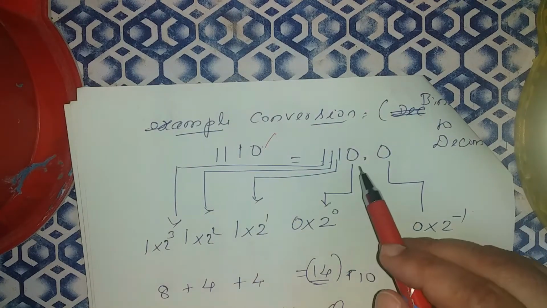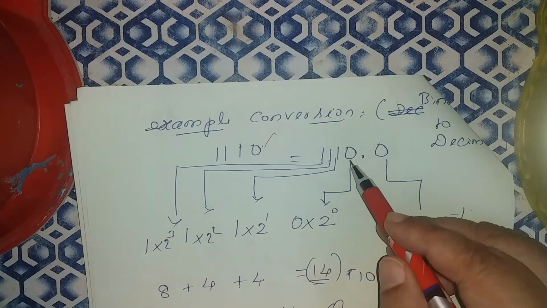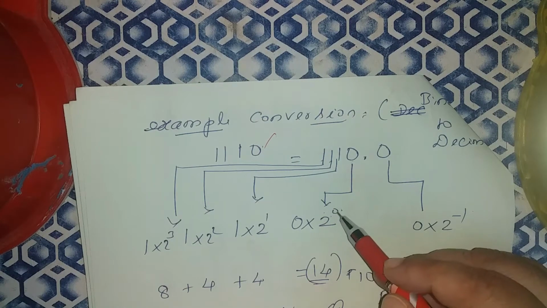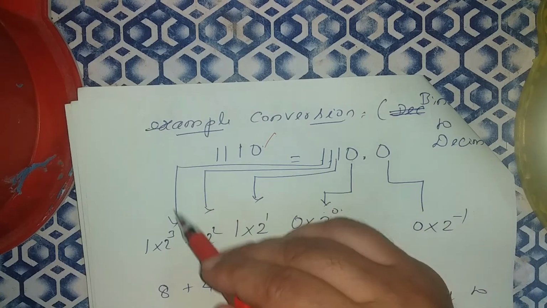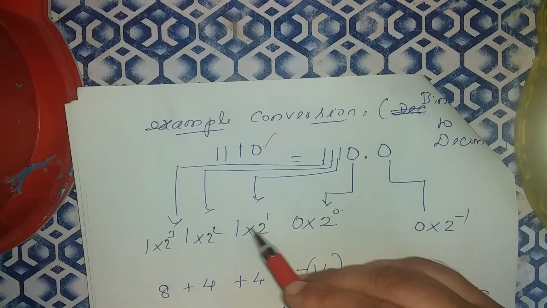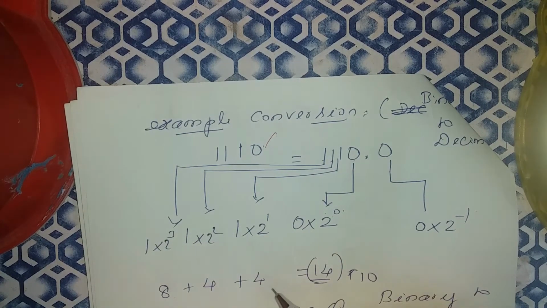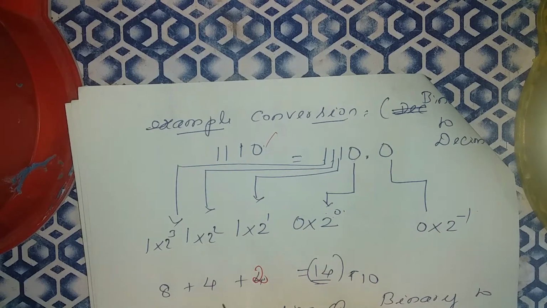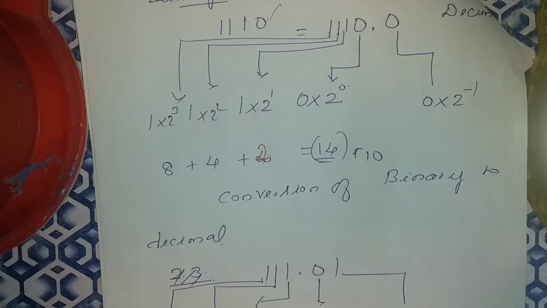So I will write 111 plus 0 point, no problem. This is 0 into 2 power 0, because the conversion is binary. This is 1 into 2 power 1, this is 2 power 2, this is 2 power 3. So 0 into 2 power 0, 1 into 2 power 1, then 2 power 2, 2 power 3. This is 8, 4, 2. 8 plus 4 is 12, 12 plus 2 is 14. 14 is the answer. Understood or not?